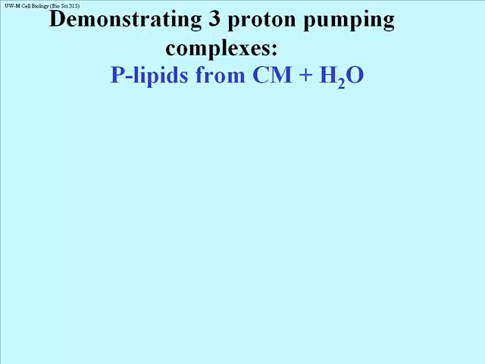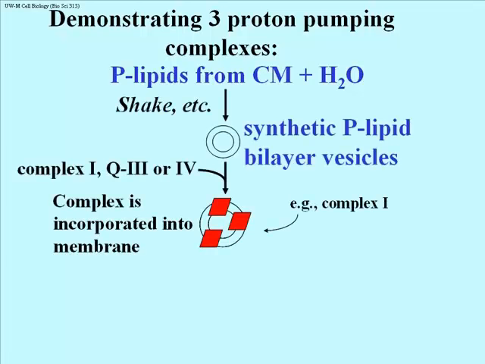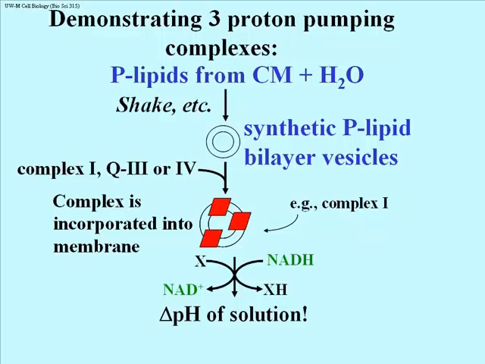This slide illustrates the preparation of synthetic phospholipid bilayers, that is synthetic membranes, in which one of the respiratory complexes was inserted, in this case complex 1. When NADH is added to these membranes as an electron donor, along with the compound X, one of these redox dyes, to accept electrons from the complex, protons were seen to be pumped into the vesicles so that the pH of the solution increased. This shows that complex 1 was not only a redox complex, but a proton pump.